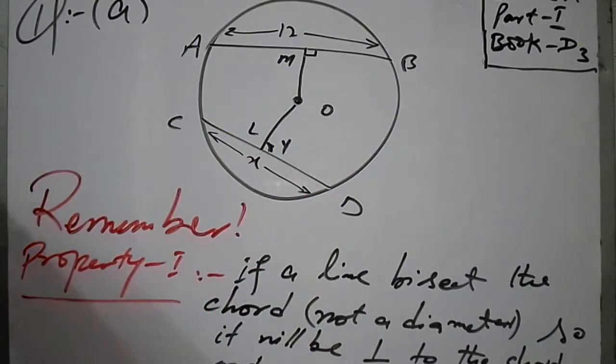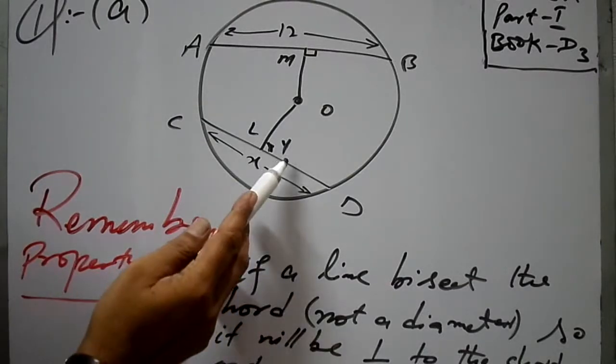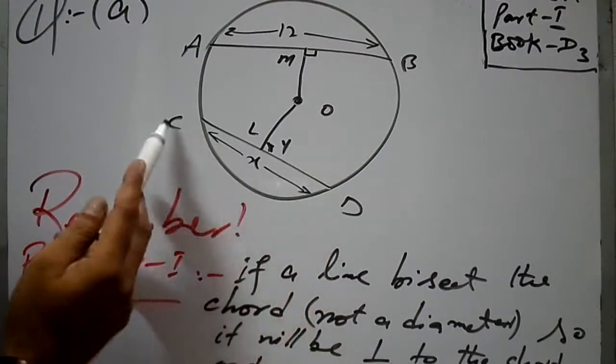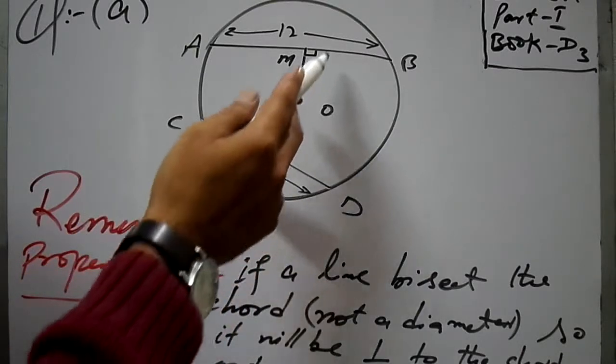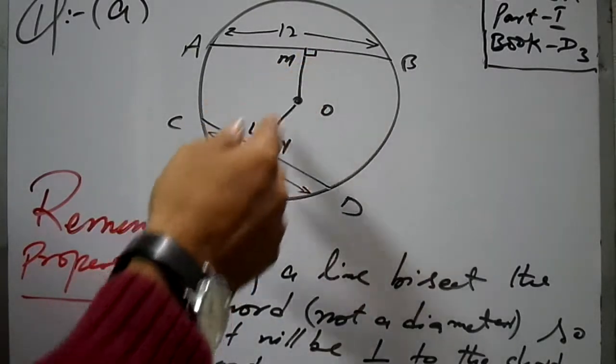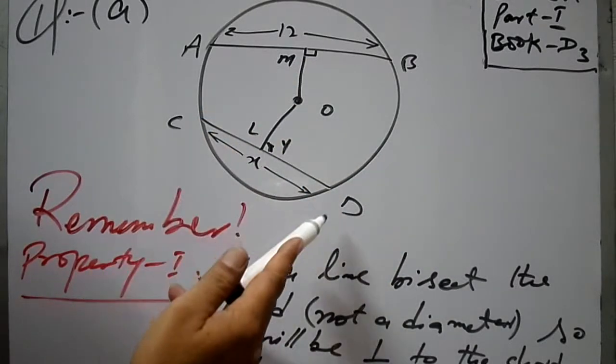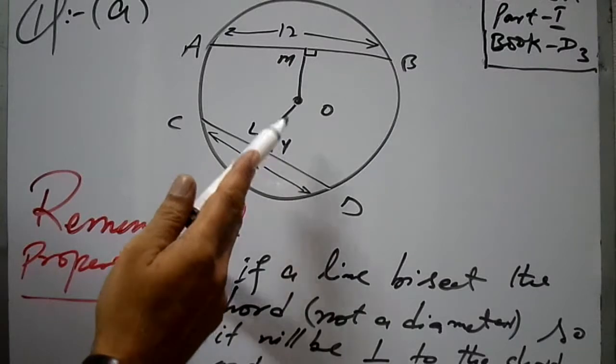From this property we come to the conclusion that the value of y is 90 degrees, because the chord CD is bisected by the line OL, which is perpendicular to CD, so definitely it will be 90 degrees.